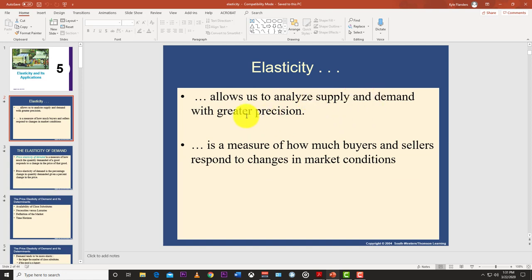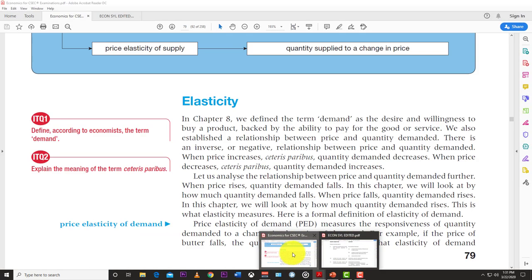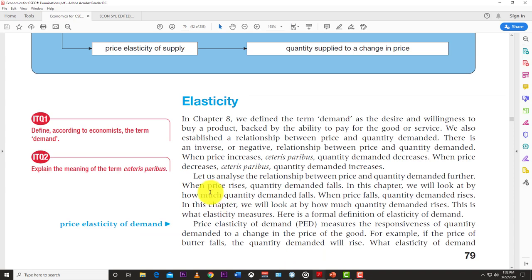So yes, the price went down and so demand went up, but just by how much did demand go up? Was it by a lot? Was it by a little? How do we know? And that's where elasticity comes into play. It measures the responsiveness of buyers and sellers to changes in market conditions with more precision. So that's what it's all about. And so the first one we're looking at is, of course, price elasticity of demand.